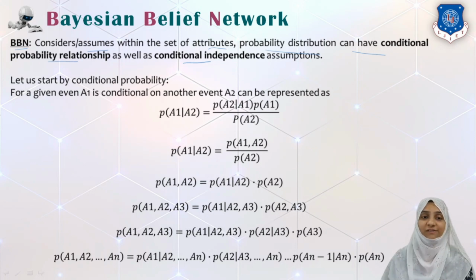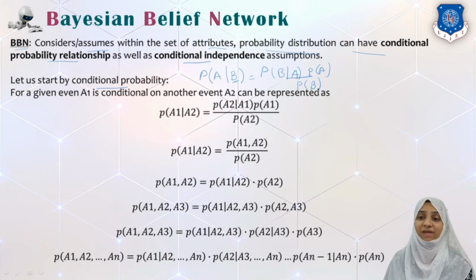So, let us understand how Bayesian belief network works. We start with conditional probability. Remember, the conditional probability of event A given that event B has already occurred is calculated as the probability of event B given event A, into the probability of A, divided by the probability of B. This is our basic conditional probability formula.